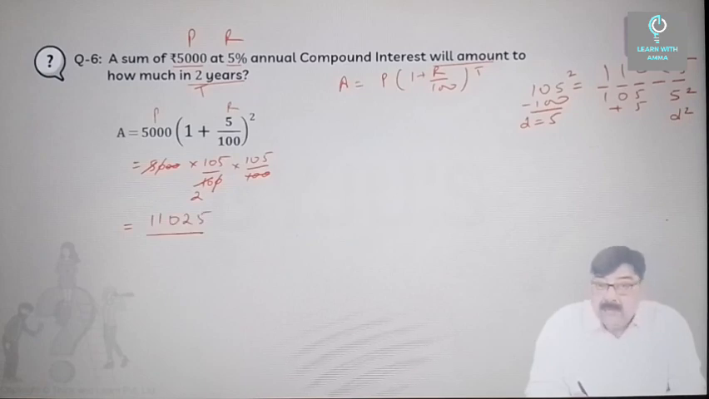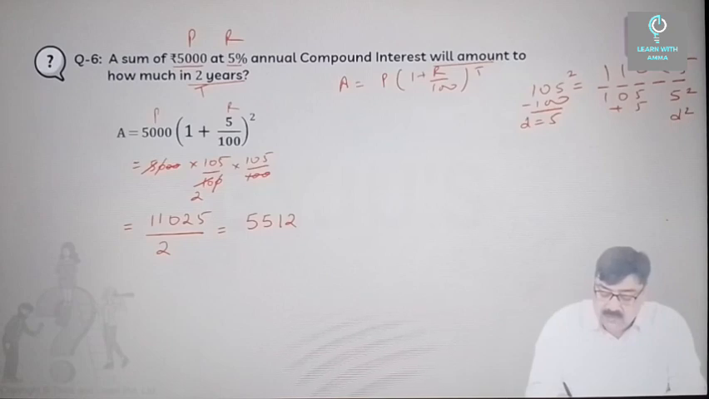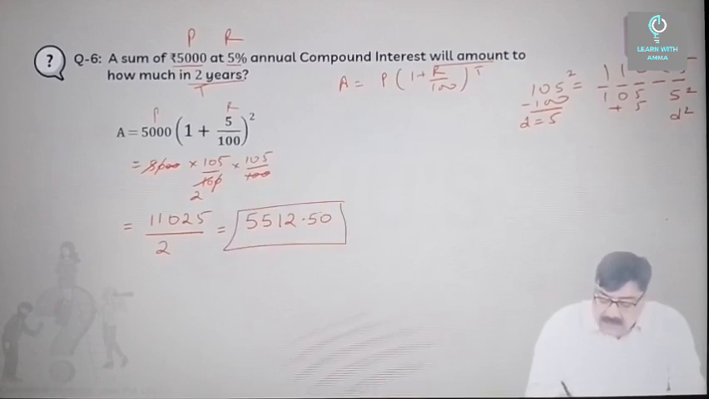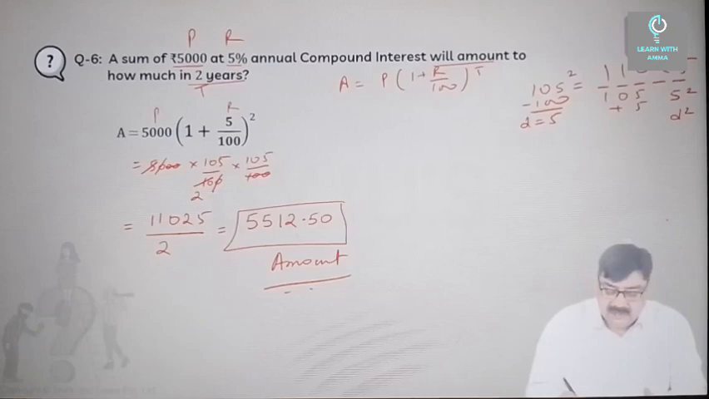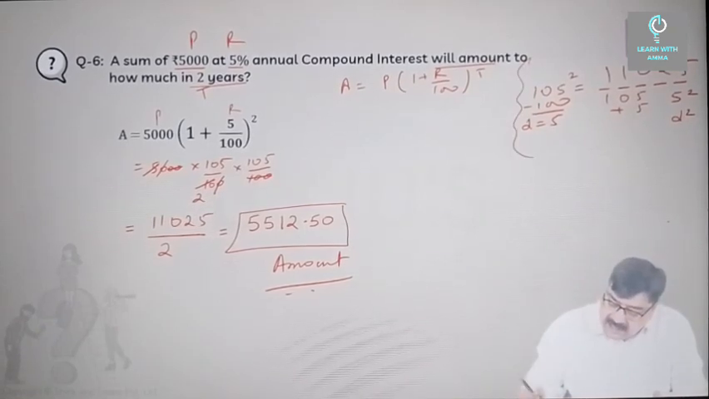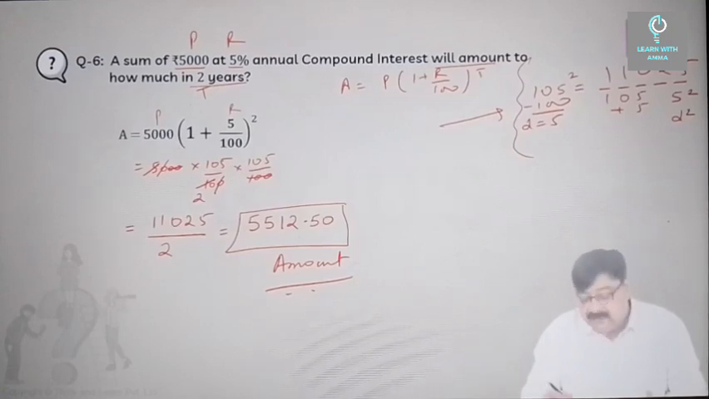So you get 11025 divided by 2. So 2 5s are 10, another 10, so 2 5s are 10, 2 1s are 2, 2 2s are 4, 0.50. So this is the amount that you get at the end of 2 years. So once again, kindly notice that you need not multiply 105 with 105.